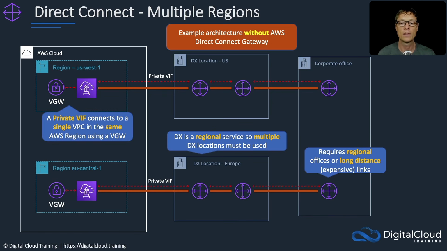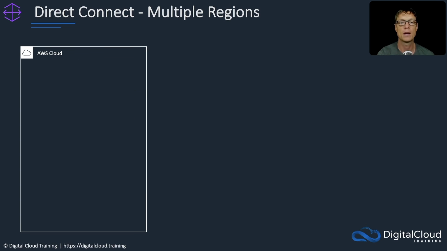So in other words, these customer routers here have to either be in one physical location, one geographic location, and you've got a very long distance link coming from Europe or the US, or these are multiple offices in different geographical areas. So when we want to start connecting our offices to multiple regions using Direct Connect, it can become quite expensive and quite complex.